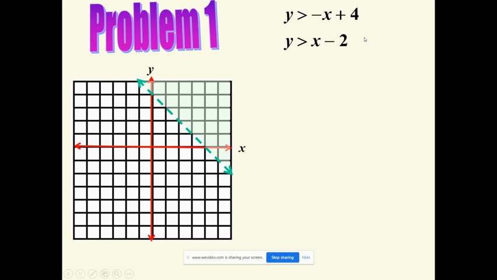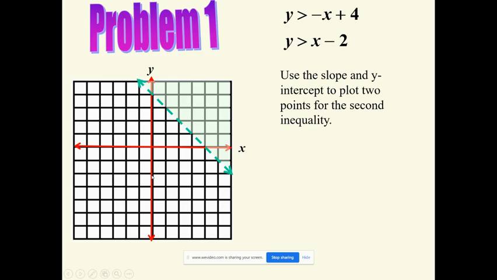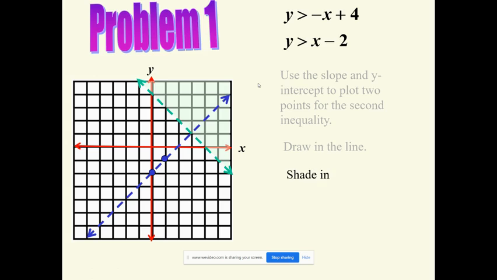Now I need to plot the second inequality. So the y-intercept is at negative 2. So I go down to negative 2. That's my starting point. The slope is 1. I go up 1 over 1, up 1 over 1, forever. And I graph again another dotted line because it is greater than. So now I need to be looking for the section that overlaps.